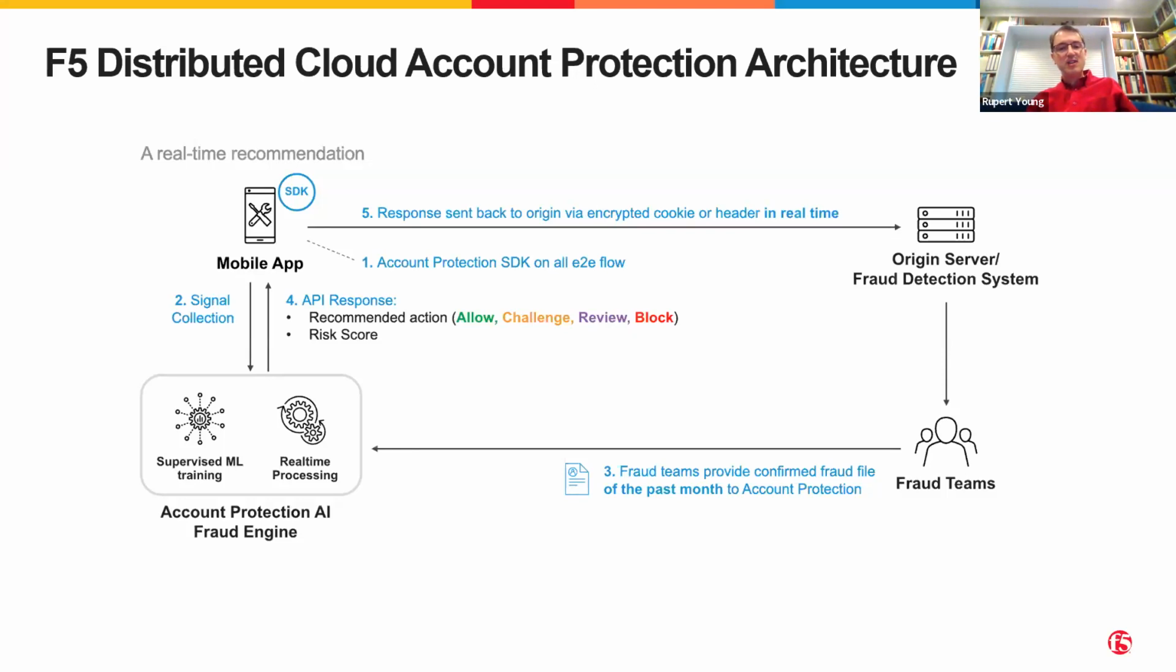But anyway, so the response comes back, and this comes back either in an encrypted cookie, or we inject it into the header. We run these services, our customers' traffic is proxied through us, so we see all their traffic between the website or the mobile app and the consumer. And they then act on that recommendation or use it for further investigation, right?